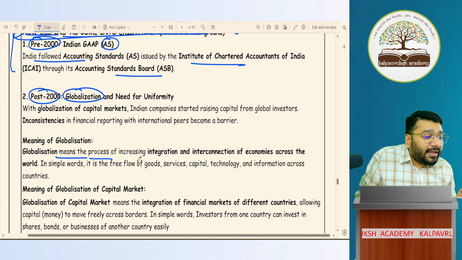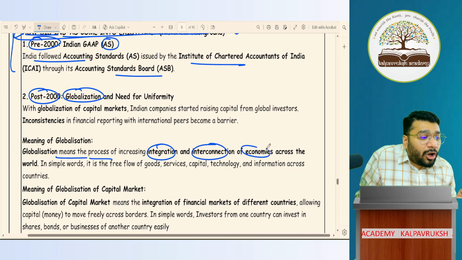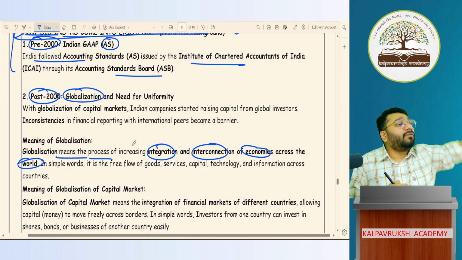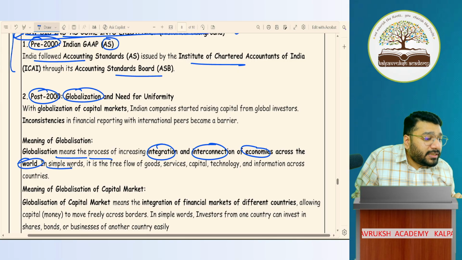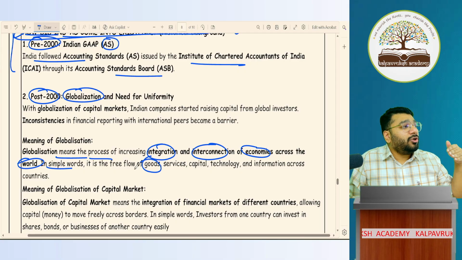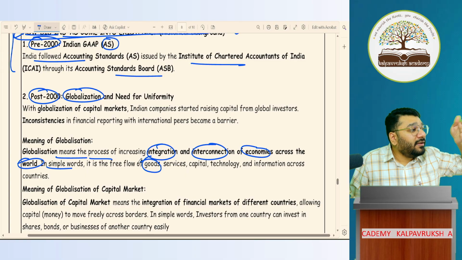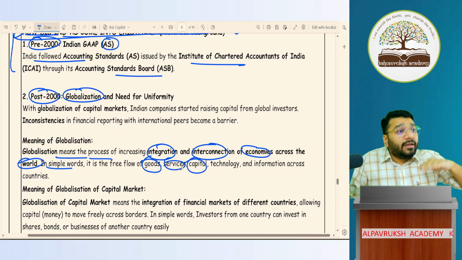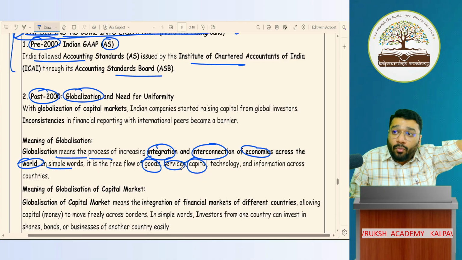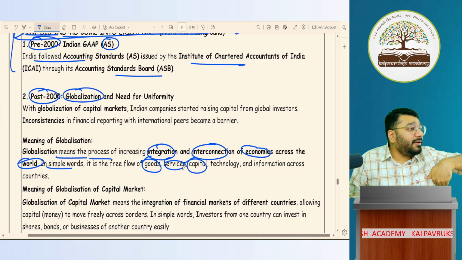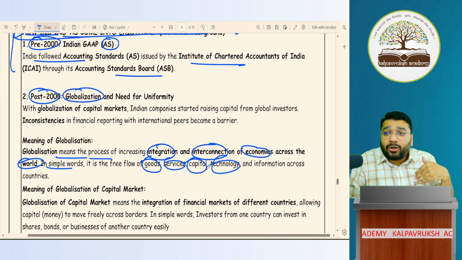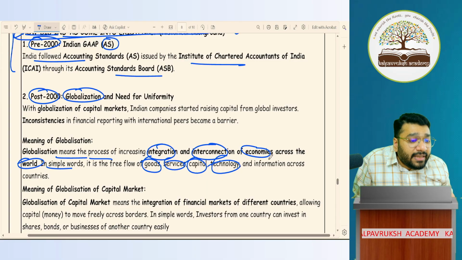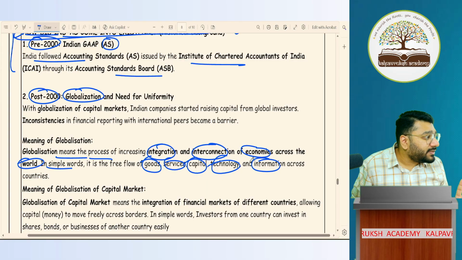This was a process where we were integrating and interconnecting economies across the world. We're trying to integrate our economy with that of the other country's economy. In simple words, we wanted the goods to be imported and exported very smoothly. We wanted the import and export of services to be done very smoothly. We wanted to invest capital in other countries, and we wanted to get the capital from other countries to our country. We wanted to share our innovative technologies to other countries, and we wanted to get their innovative technologies to our countries. We wanted the information to pass between two different countries.